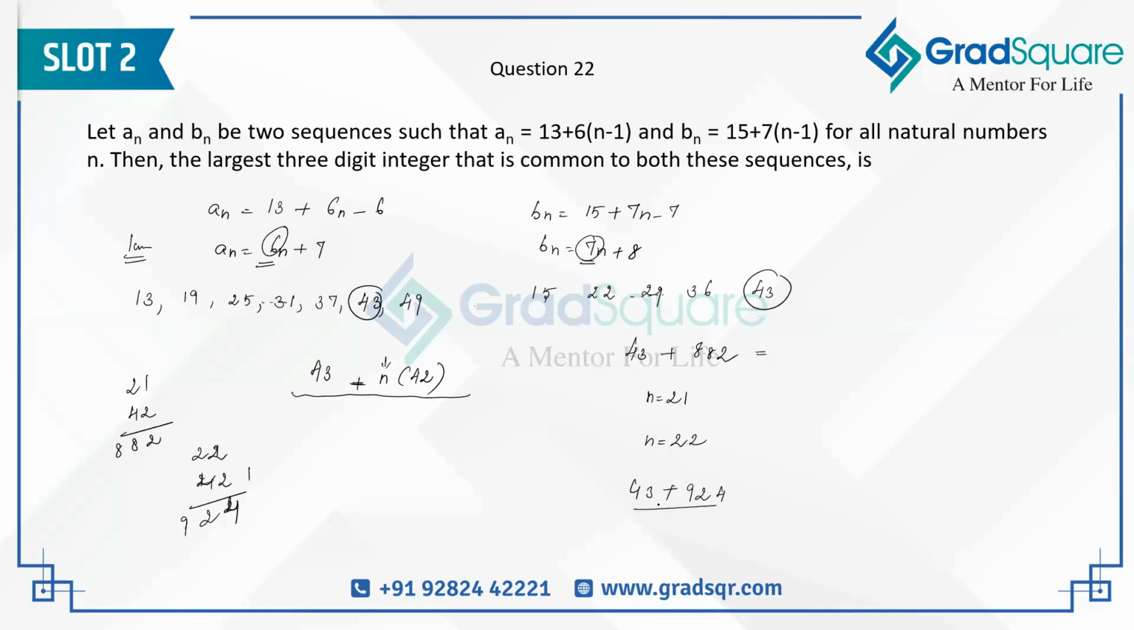If you add 43 to this, it's going to become 967. Beyond this you'll not be able to go forward, because if you add 42 again it's going to become more than 1000. So this value is the largest 3-digit number that's common to both these sequences. Let's calculate it. Yeah, 967. So you'll stop with this. 967 was the answer. So approximations and all, you'll have to be good at it while doing these kinds of problems.